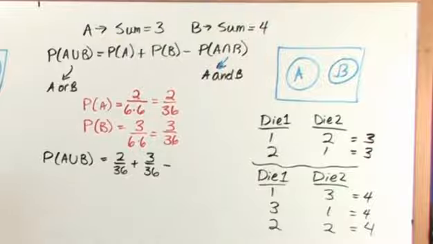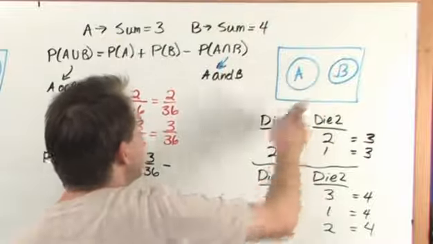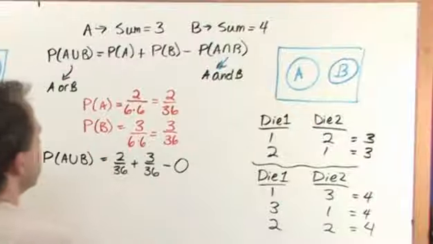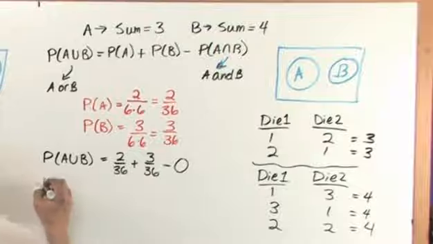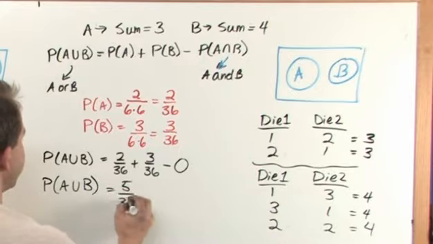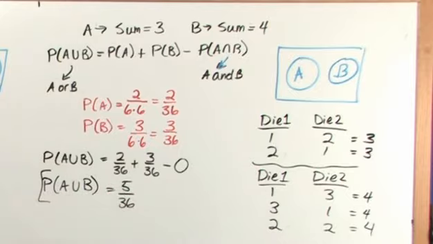Can these things happen at the same time? No, they can't. There's no intersection between these two events. There's no way they can happen at the same time. So A and B gives me a 0. So the probability of A or B happening is 5 out of 36, 5/36.